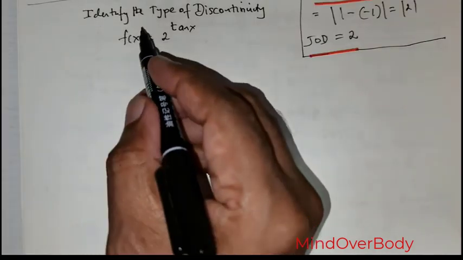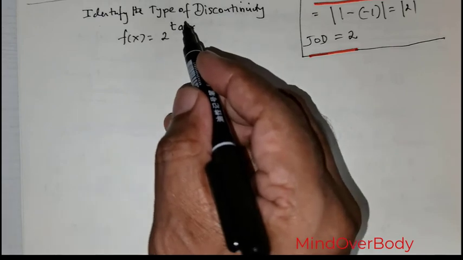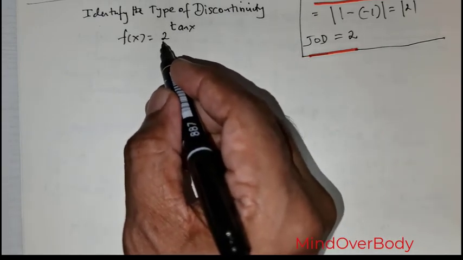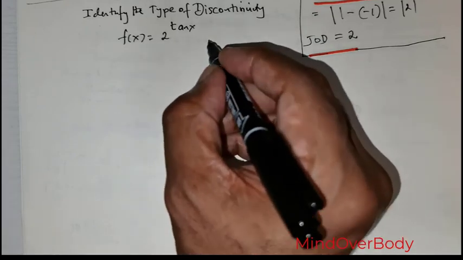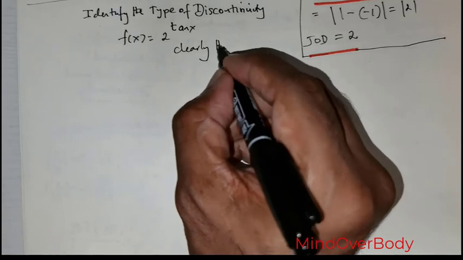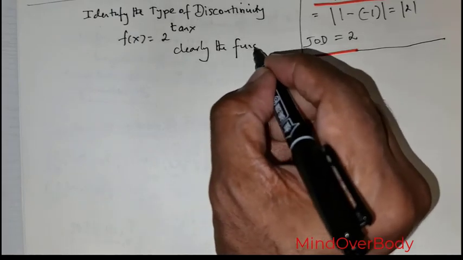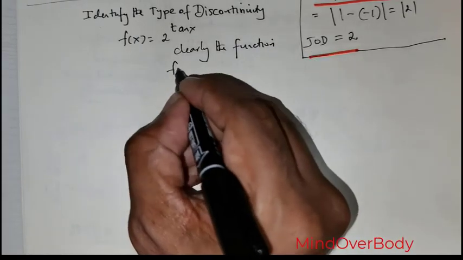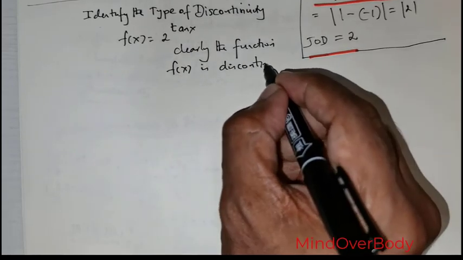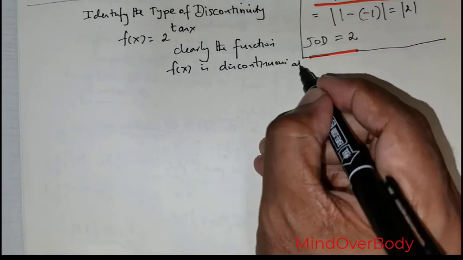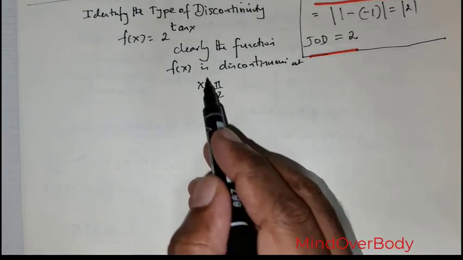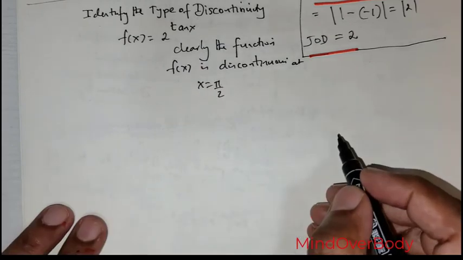Students, we are given this function. Identify the type of discontinuity when f of x is given as 2 raised to the power of tan x. Now clearly we can see that the function f of x is discontinuous at x equal to pi over 2. When you substitute x equal to pi over 2, this will hit infinity.